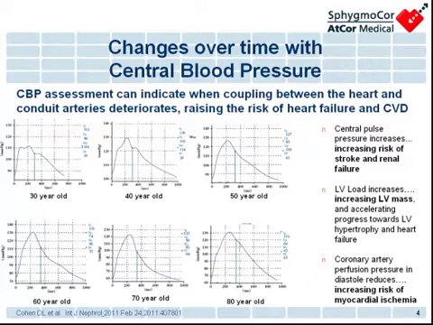So this is going from a nice healthy young person, the pressure starts going up, then it starts getting wider and wider, and eventually we have a very wide diffuse pressure that's going to affect myocardial ischemia and cause central organ damage. So a simple pathway here that demonstrates the central blood pressure changes over time.